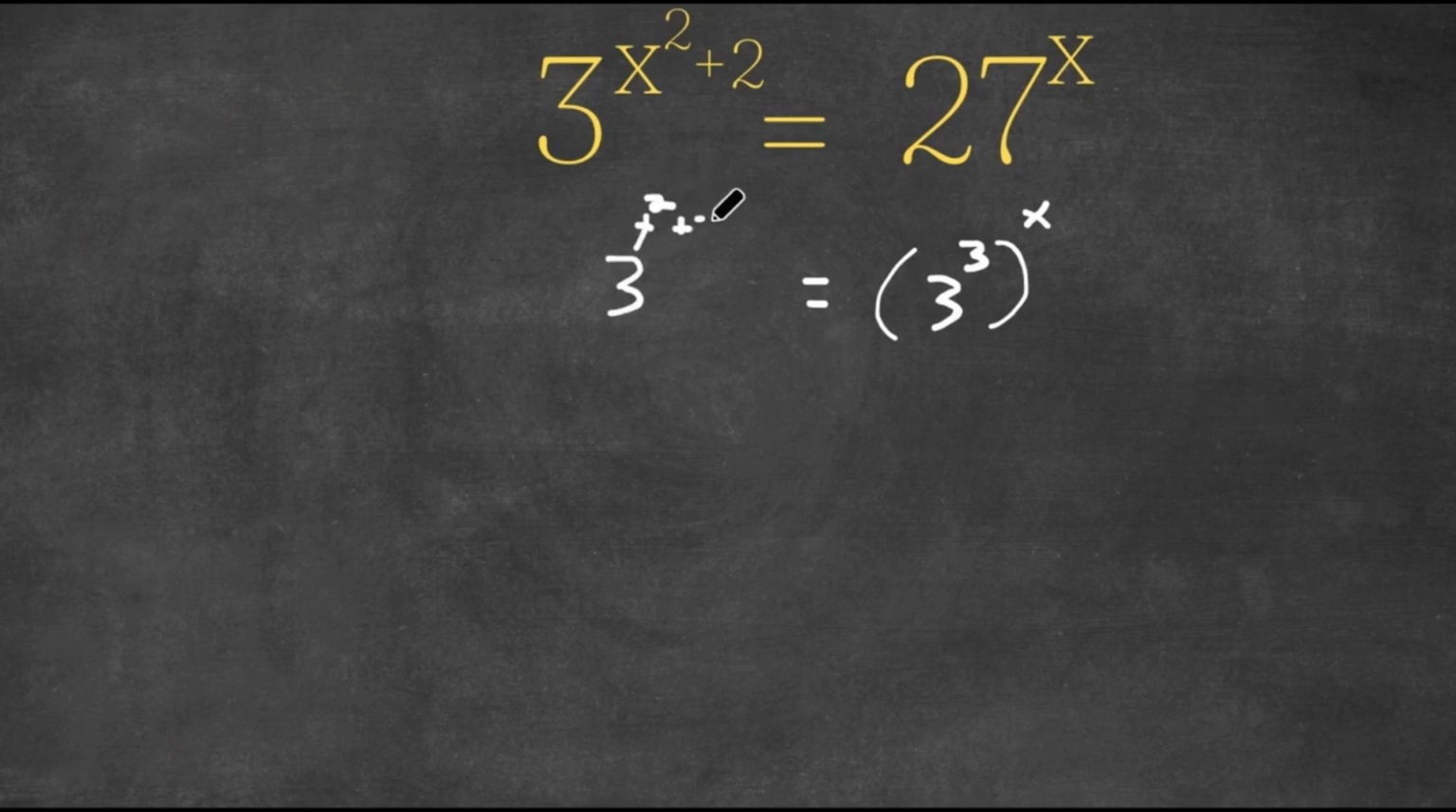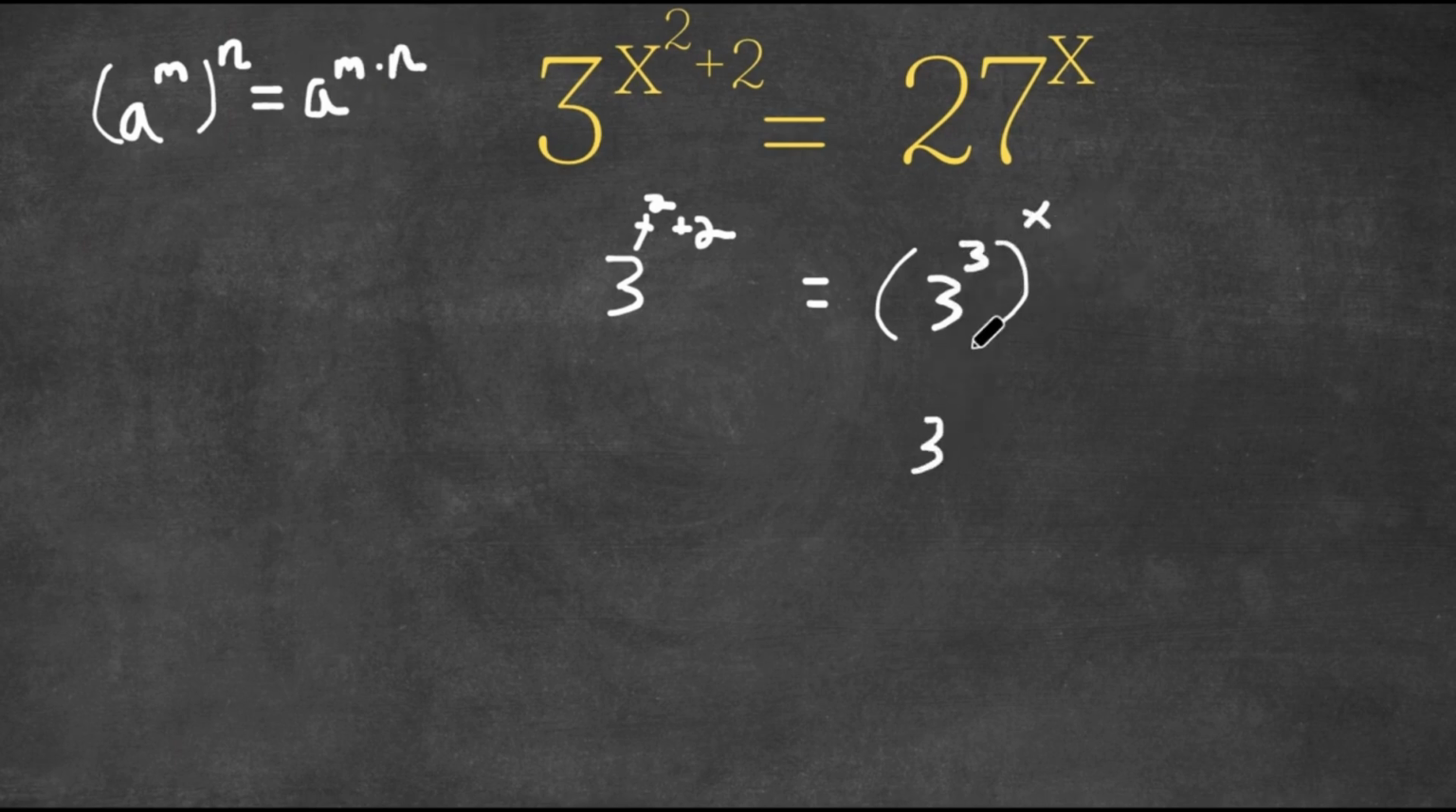Now, if we have something in the form a to the power of m to the power of n, this is actually equal to a to the power of m times n. So this is an important property of exponents. So if we have 3 to the power of 3 to the power of x, this is actually equal to 3 to the power of 3 times x, which is simply just 3x. And this is equal to 3 to the power of x squared plus 2.